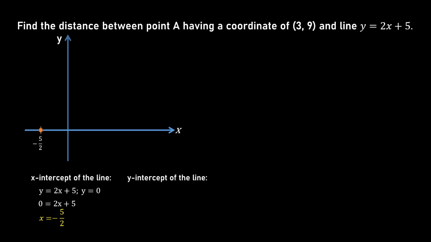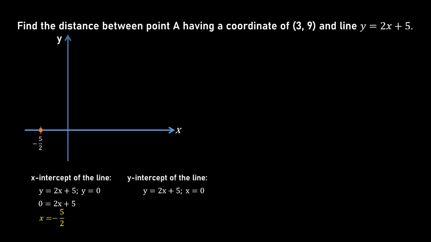Now, let's consider the y-intercept of the line. When we say a y-intercept, it is the complete opposite of the x-intercept. It is a point along the line wherein the x-coordinate of that point is equal to 0. Again, given that condition, we are able to determine the y-coordinate of the y-intercept.